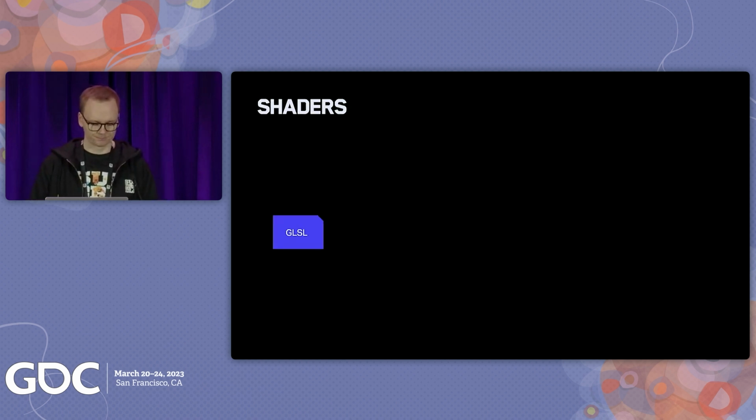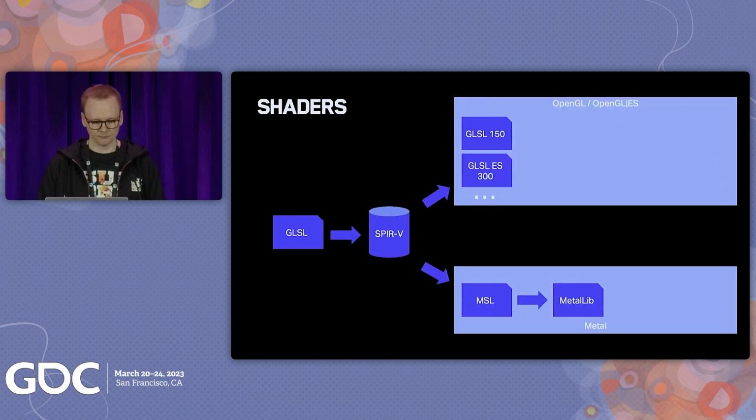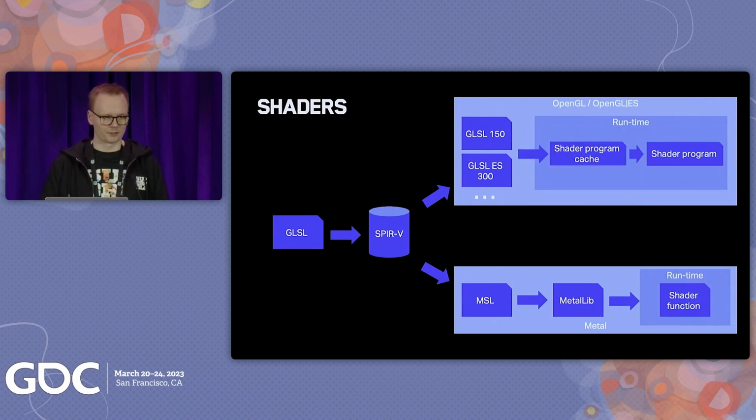So let's talk a bit about shaders. We author our shaders in GLSL. This is then compiled into SPIRV modules. And we convert the SPIRV module to the target-specific languages using SPIRV cross. For OpenGL, it's different variations of GLSL, and for Metal, that's MSL. These are then loaded at runtime and converted into the runtime concepts, shader functions, or compiled and linked into shader programs. And on OpenGL, we also have a shader program cache that we can use to optimize the load times significantly.